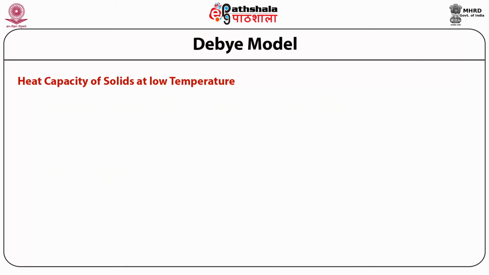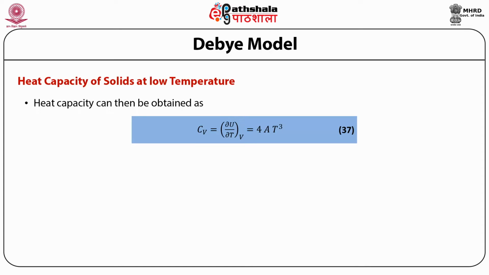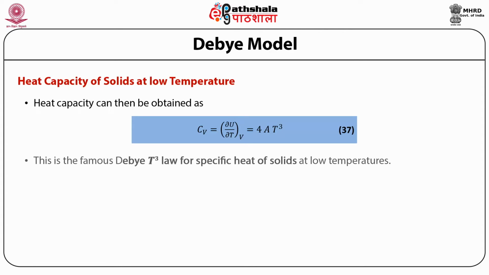Heat capacity of solids at low temperature. Heat capacity can be obtained as the specific heat at constant volume, which is equal to the partial derivative of internal energy with respect to temperature at constant volume, which is equal to 4 times A times T cube. This is the famous Debye T cube law for the specific heat of solids at low temperatures.